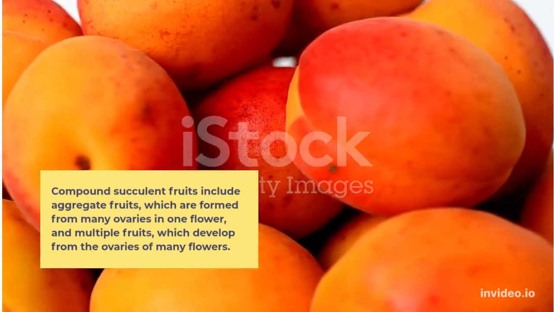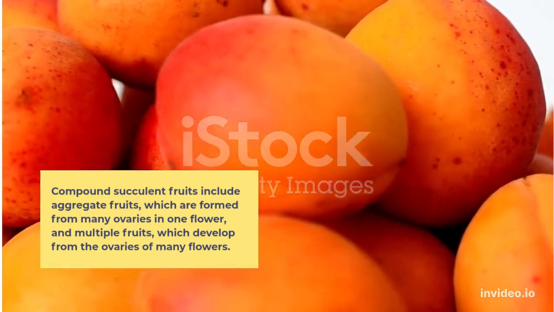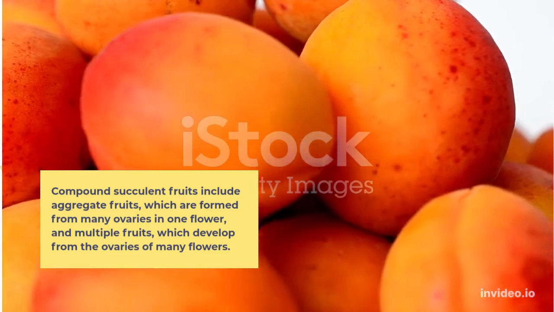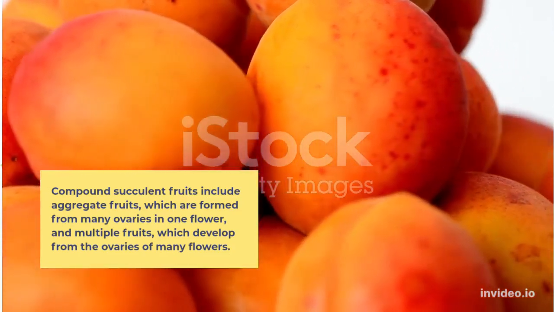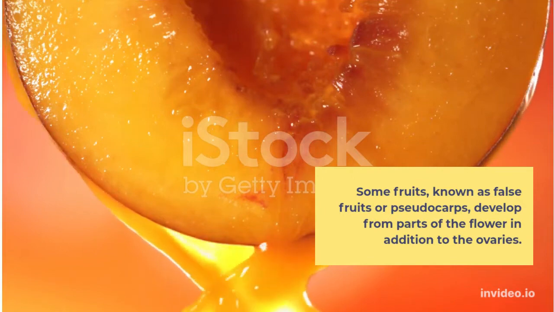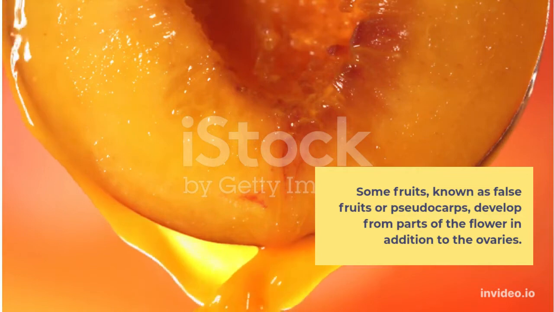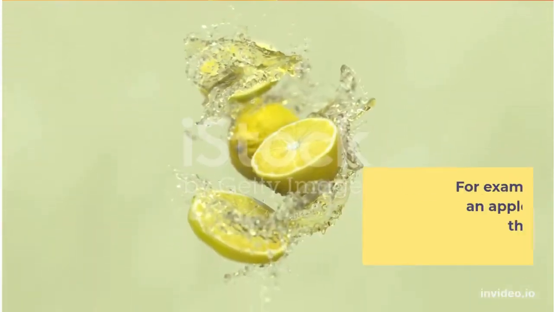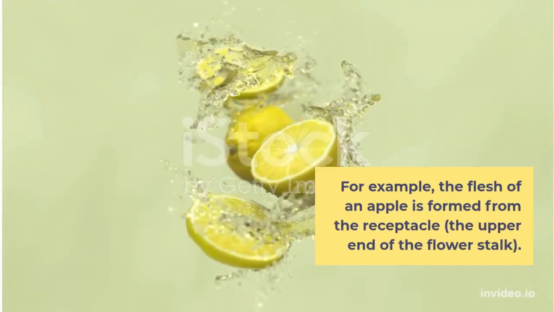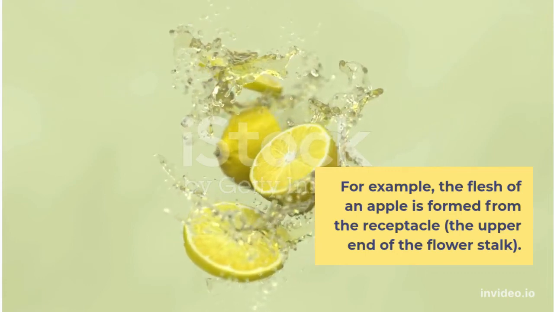Compound succulent fruits include aggregate fruits, which are formed from many ovaries in one flower, and multiple fruits, which develop from the ovaries of many flowers. Some fruits, known as false fruits or pseudocarps, develop from parts of the flower in addition to the ovaries. For example, the flesh of an apple is formed from the receptacle, the upper end of the flower stalk.